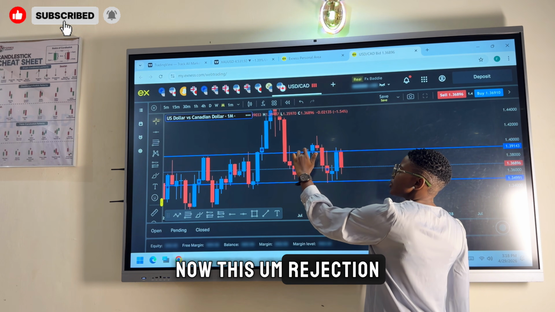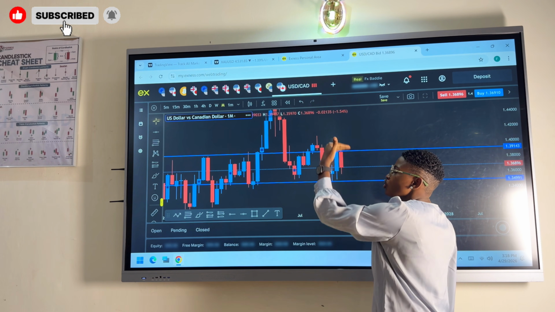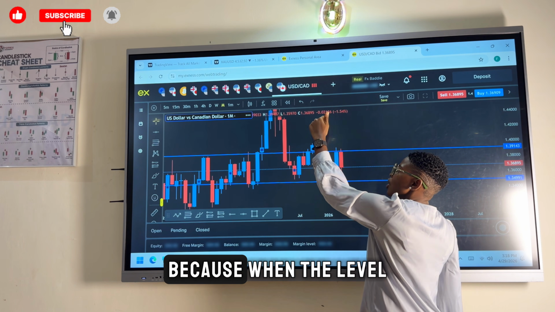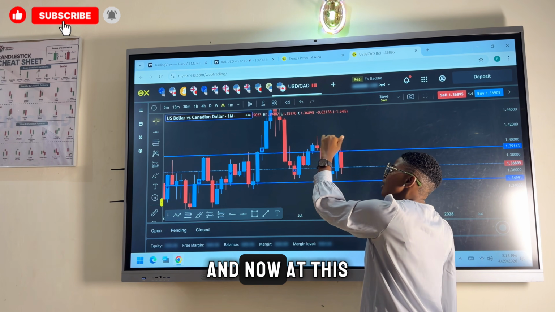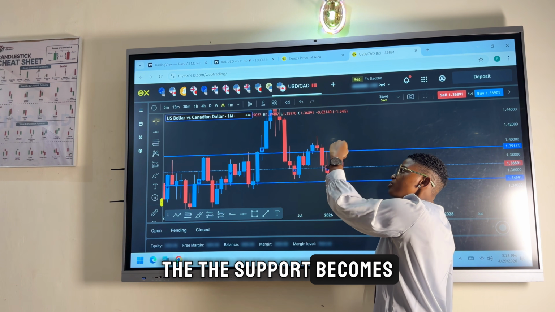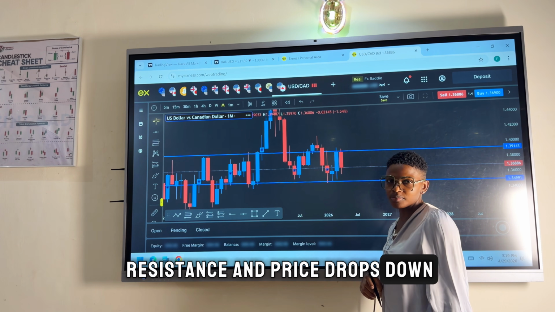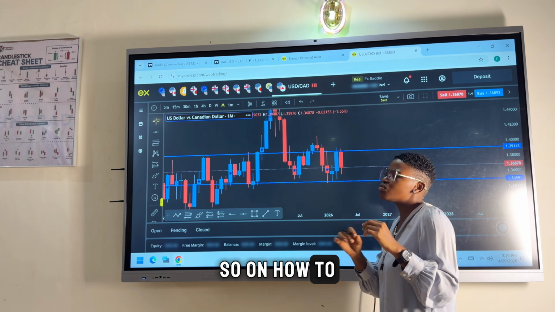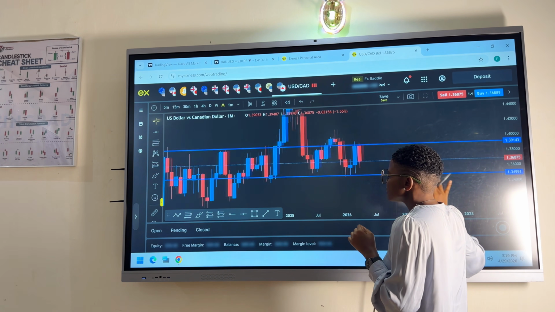Now this rejection, if we are looking at it dropping down, comes from a support level, because when the level above is broken, it becomes a support level. And now at this support level, the support becomes resistance, and price drops down, targeting the next low. So understanding how to read candlesticks is very, very vital.